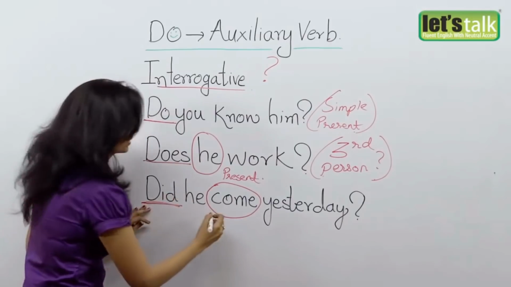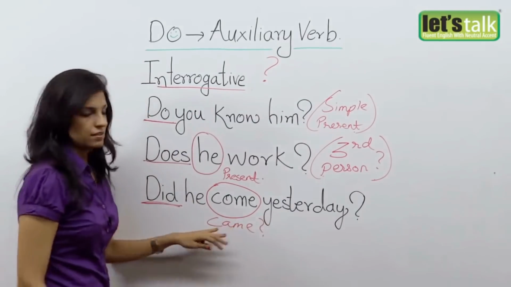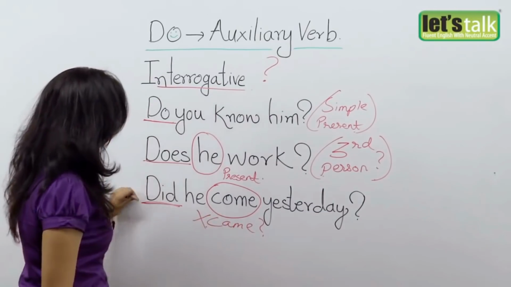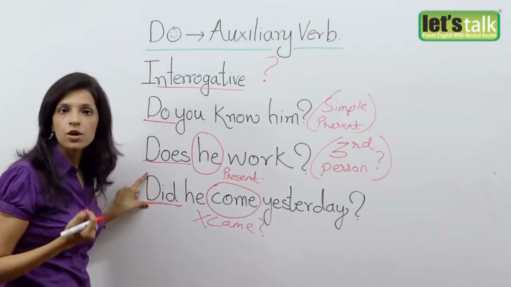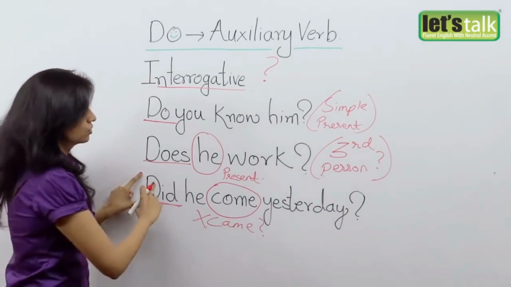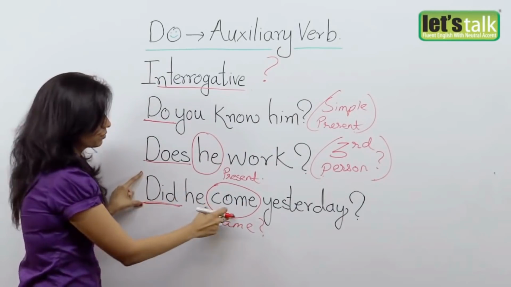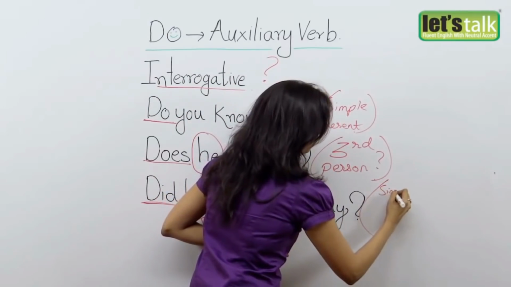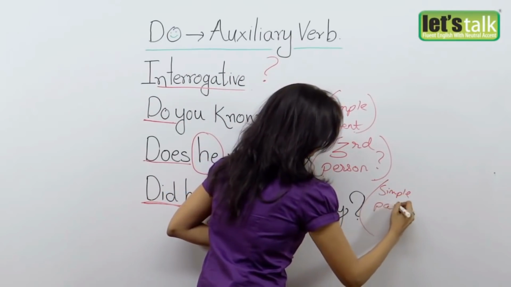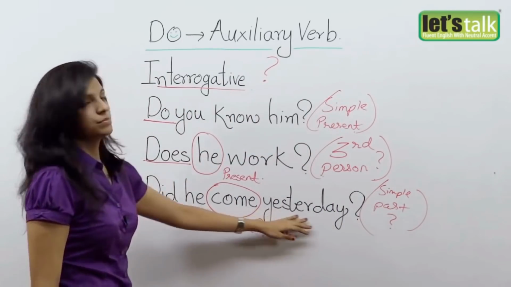You cannot say did he came, or did he went. This is wrong, because the auxiliary verb, or what we call generally the supporting verb, is already in the past tense. So, the verb following did always has to come in the present. So, did he come yesterday? This is your simple past question. Did he come yesterday?